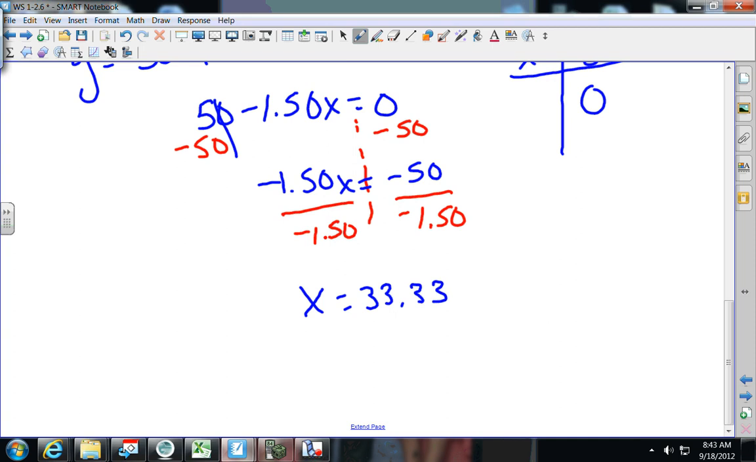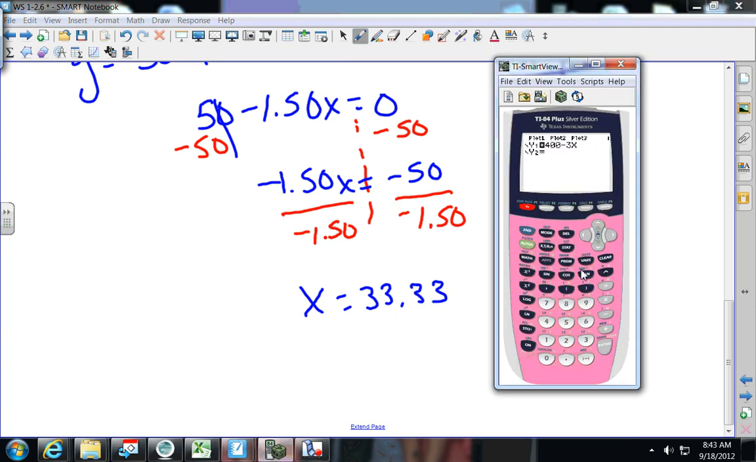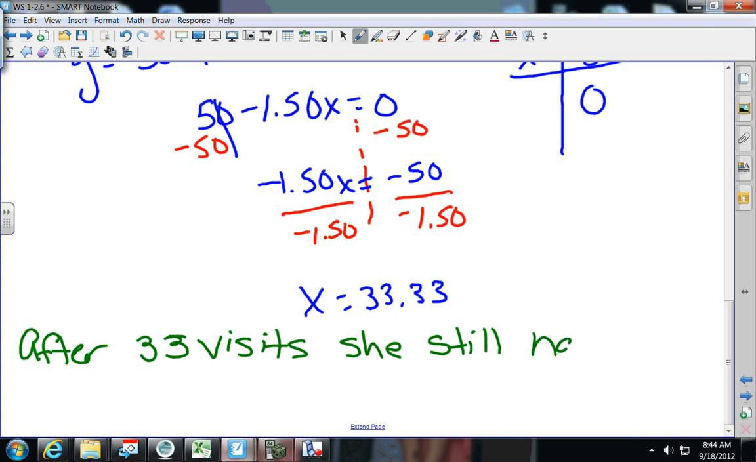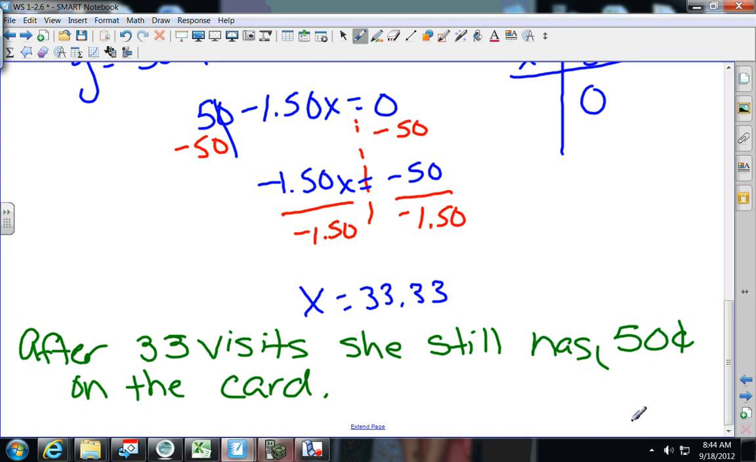Okay, 33.33. Well, let's look at this a second. If I go in the calculator and put in there 50 minus $1.50 x, second graph. I think mine's way up there. It sure is. It looks like it's about 33. So I'm going to go second window and put in there 33. Second graph. After 33 visits, how much is still on the card? 50 cents. So basically it's telling me that after 33 visits, she still has 50 cents on the card. So if she wanted to go a 34th time, she could spend the 50 cents, but she'd have to pay an extra $1.